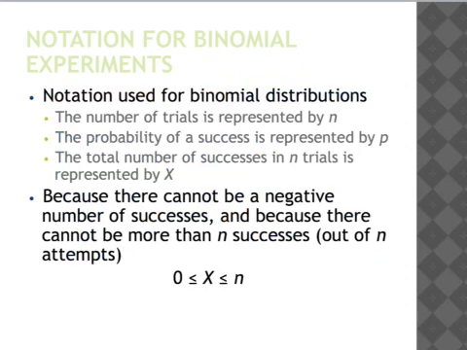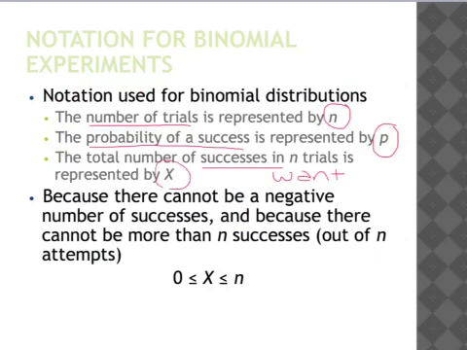Now, some of the notation that you're going to need when doing problems over binomial experiments is that the number of trials is represented by the letter n, the probability of a success will be represented by the letter p, and the total number of successes that you want in that experiment is represented by a capital X. All right, and since we remember from section 1, probability can't be negative, our successes has to be between 0 and n. So if we're going to repeat the experiment 10 times, then our successes has to come between 0 and 10. You can't go below 0 and you can't go above 10.